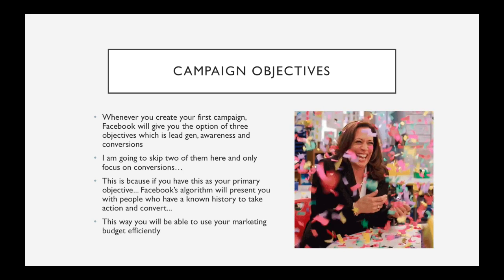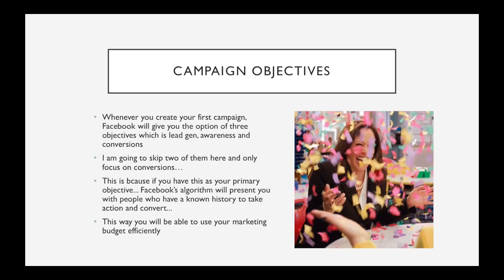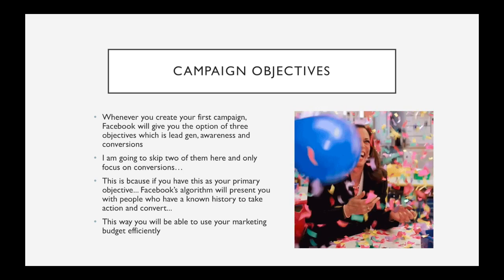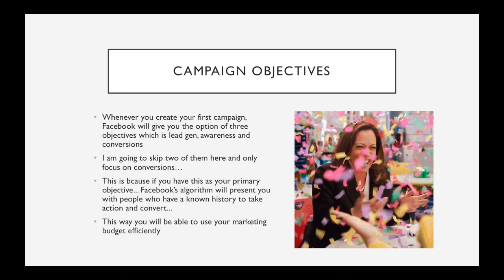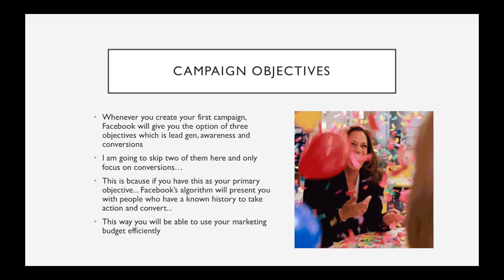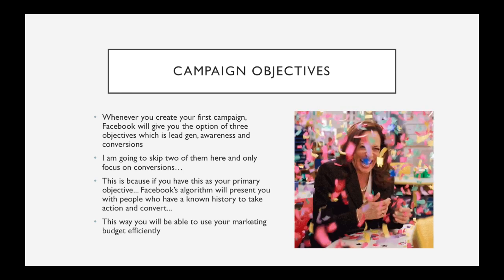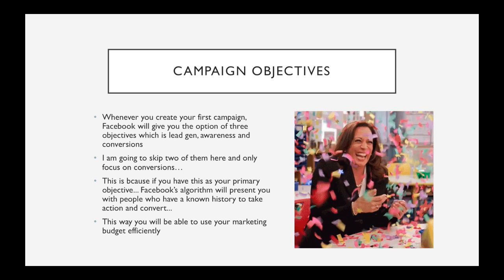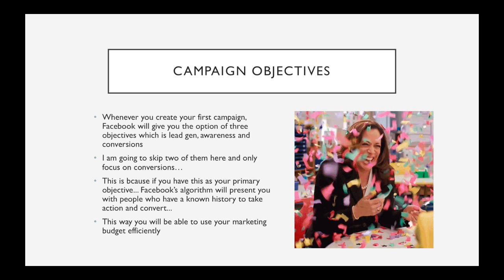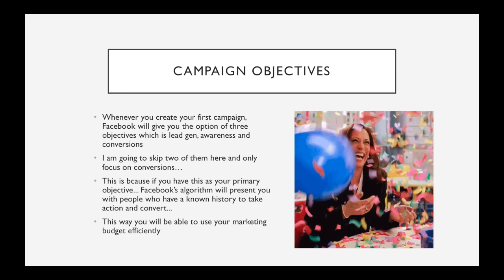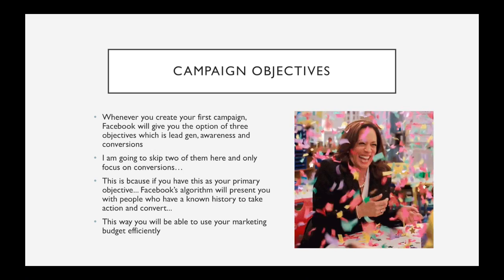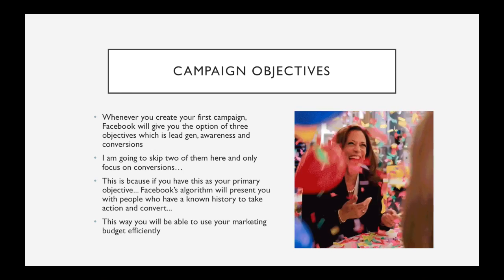Another thing that we need to cover here is campaign objectives. Whenever you create your first campaign, Facebook will give you the option of 3 objectives, which is lead gen, awareness, and conversions. I'm going to skip 2 of them here and only focus on conversions. This is because if you have this as your primary objective, Facebook's algorithm will present you with people who have a known history to take action and convert. This way, you'll be able to use your marketing budget most efficiently.